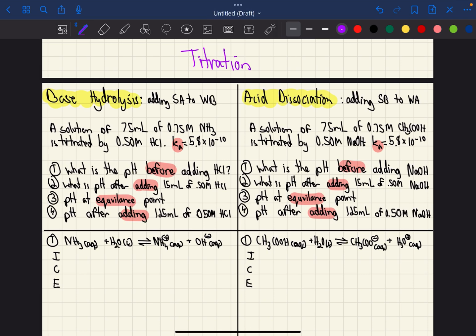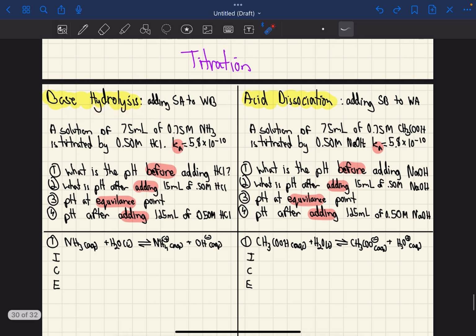Hey everyone, today I'm going to go over titration, specifically base hydrolysis and also acid dissociation, because on the exam you're going to get either this or this. You really need to know the difference between both of these, and the similarities as well. There are more similarities than differences, but since in class we did mostly base hydrolysis, you might be following the steps associated with them one by one.